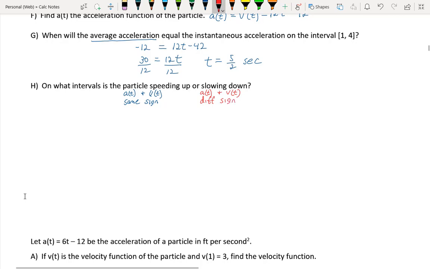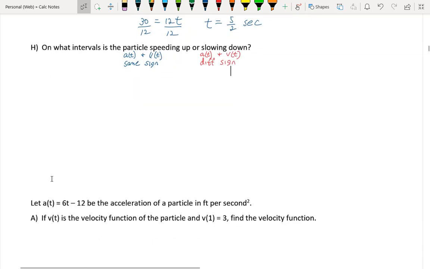Alright? So we need to figure out how to deal with this. So we need to find out, number one, where both of those functions are equal to 0. Alright? So we're going to start with a of t. A of t was equal to, we just did a of t, what did we come up with here? A of t was 12t minus 42.